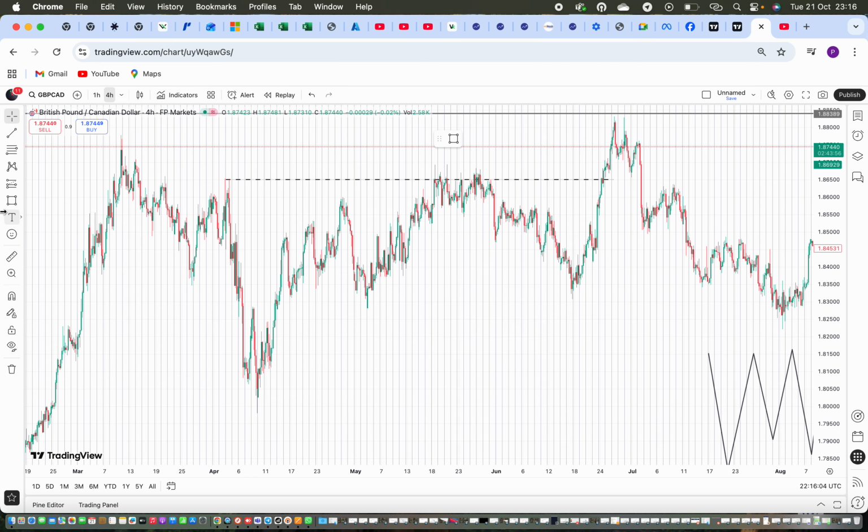All right, now where is this? Remember, at this point in time, this was our higher high, this our lower low. So when price pull back, all right, what do we see?